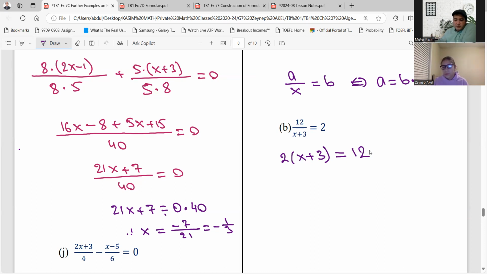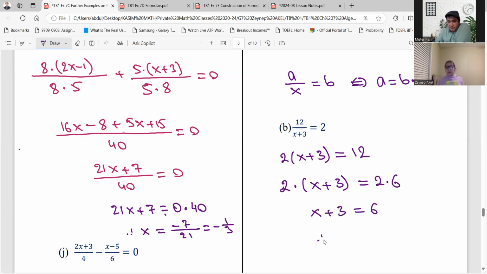Zainab, one way is, you see, I can show one more method. Look, Zainab, I can write this one as 2 times x plus 3, right? And also on the right-hand side, I have 2 times 6, right? You see? So x plus 3 is equal to 6. Now from here, what is x? x is equal to 3?